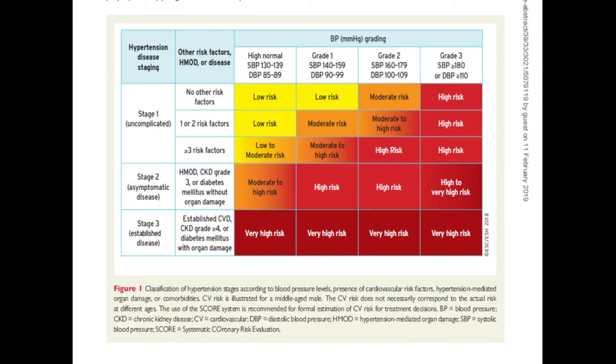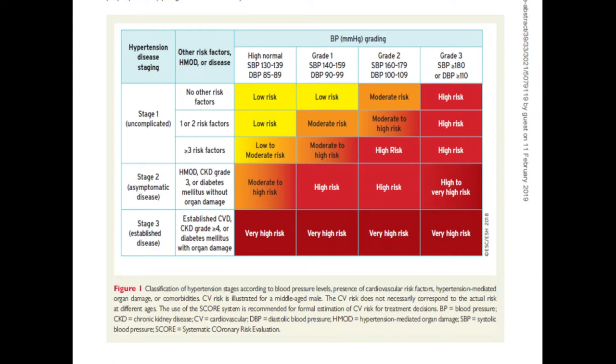In stage 2, uncomplicated stage, low, moderate, or high risk occur. In high normal blood pressure, if no other risk factors, low risk occurs. If high normal blood pressure and one or two risk factors are present, the same, low risk. But if we reveal in high normal blood pressure more than 3 risk factors, in this case we establish moderate risk.